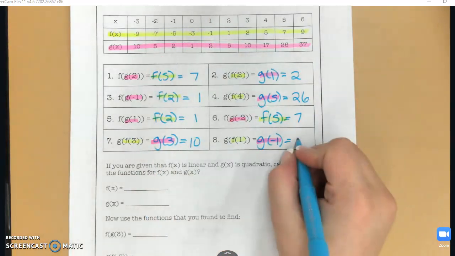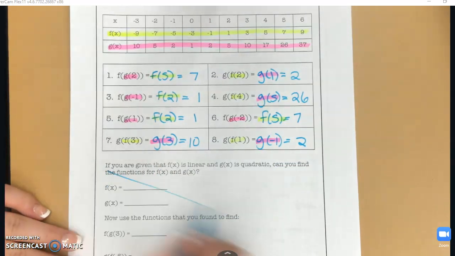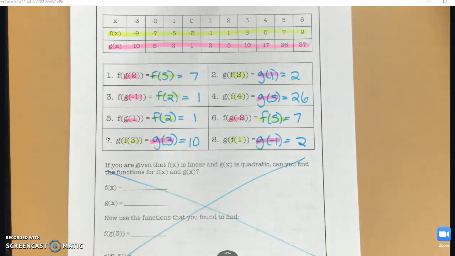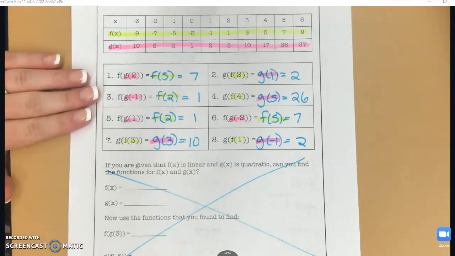And we are going to skip this bottom section because we have not learned linear and quadratic regressions in the calculator just yet. So your main takeaway today is how to use the table and the graph to answer these type of composition questions.